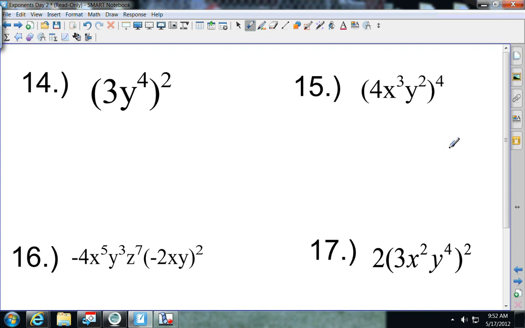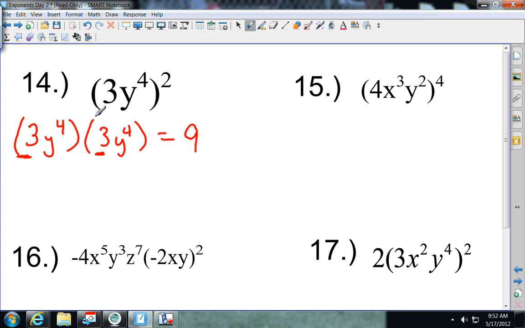Okay, looking at the first one, a lot of times if there's just a 2 out there, sometimes it's easier to write 3y to the 4th times 3y to the 4th, just to help you remember. 3 times 3 is 9. One of the biggest mistakes is people go 3 times 2 and get 6. It is 3 to the second power, which is 9. And then 4 plus 4 is y to the 8th power. So look at your paper and see, is that what you did? Did you take 3 times 2 and get 6? Remember that that means 3 to the second power, which is 9.